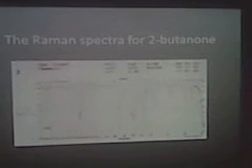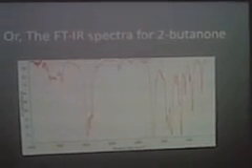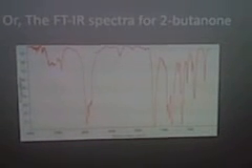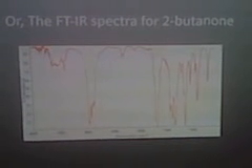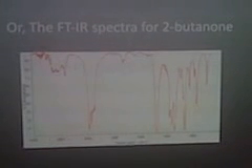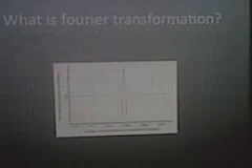The Raman spectrum for 2-butanone is shown here, and this is a typical FTIR spectrum of a ketone. This is another representation of it with overlapping spectral lines. And as you can see, FTIR spectra are reported in percent transmittance versus wave number. Each functional group has characteristic bands at particular wave numbers.